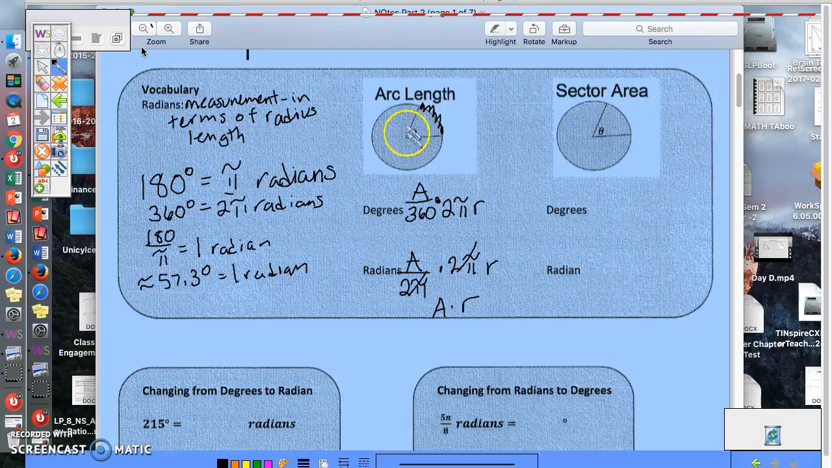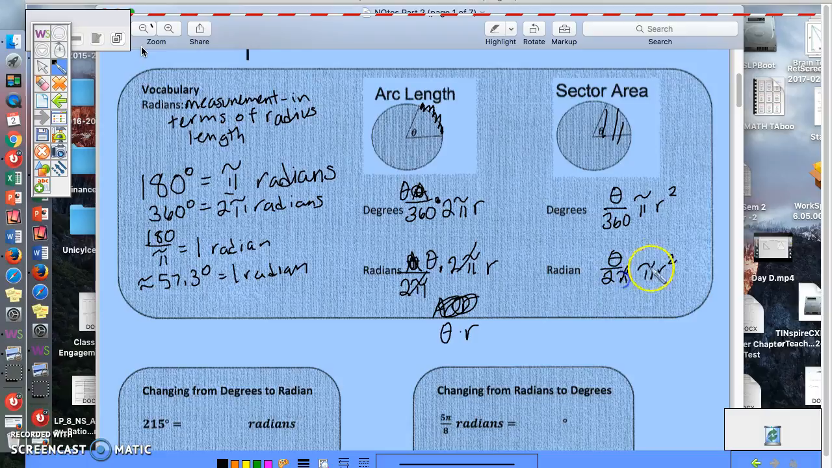Now our sector area, and I could put here that this is theta, since our angle measurement is theta to match up with the drawing. We know area is pi r squared, and we just want this area, so we would take our angle measurement over 360. But once again in radians, it's still pi r squared, but our angle measurement is over 2 pi. Pi divided by pi is 1, so we have theta over 2 times r squared.